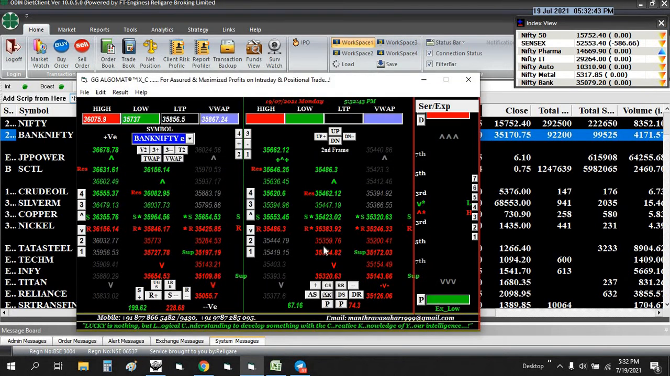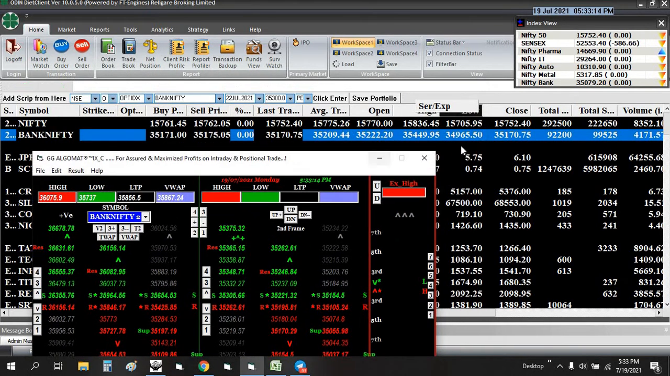If you are taking entry at this particular area, your first target will be this support, 35,172. And if you need to find the second target, just click the DR once, you will get your second target. Maximum wait for the second target alone, don't wait for the third target and all, right? So you will hit two targets. 35,055 is the second target. So all targets were done, made low around 34,965.